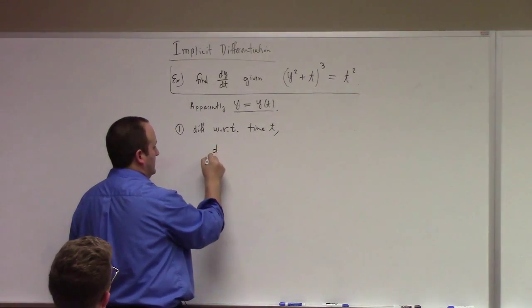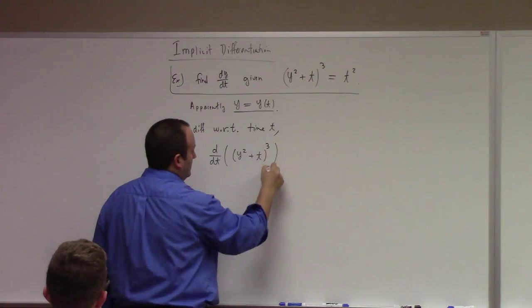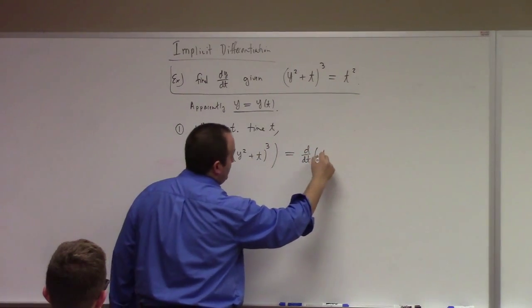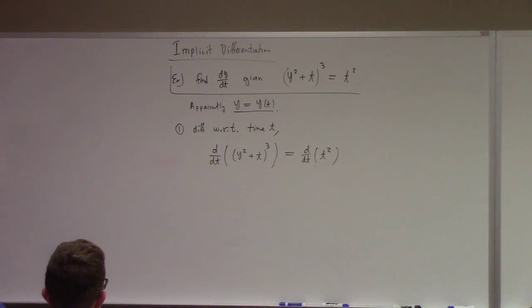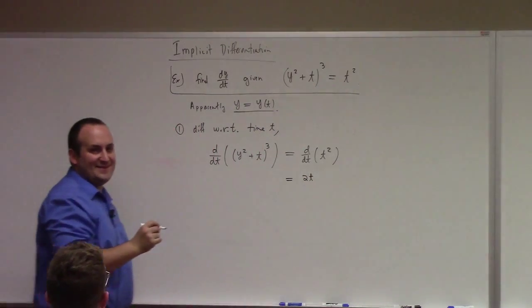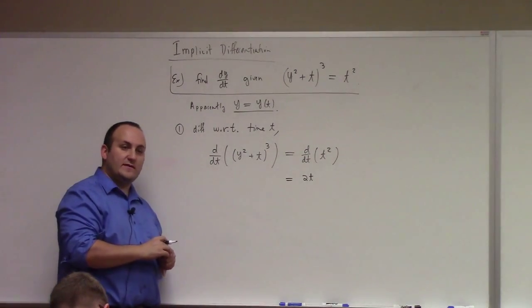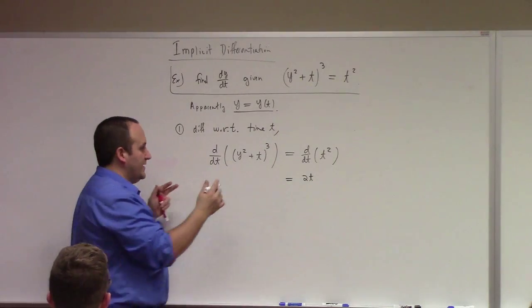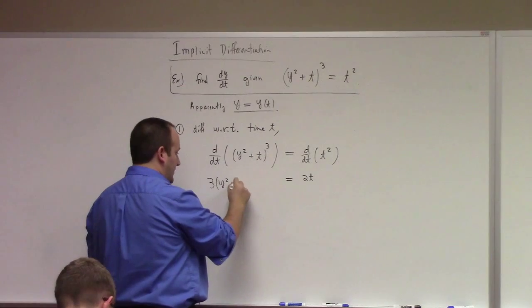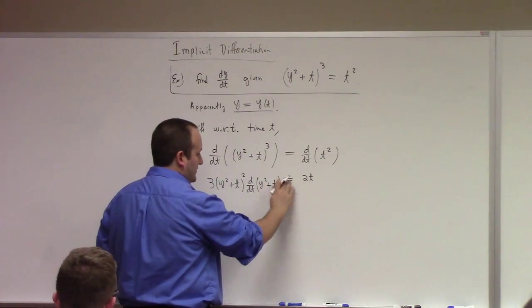So I'll write that down. d dt of y squared plus t quantity cubed is equal to d dt of t squared. So what do I have to do on the, well, here I'll do the easy part. 2t. Okay, I got that covered. How about the left-hand side, though? What are you looking at on the left-hand side? Chain rule, right? So the whole thing is like the cube function. So I got to do 3 times y squared plus t squared, times d dt of what? Inside function, y squared plus t.